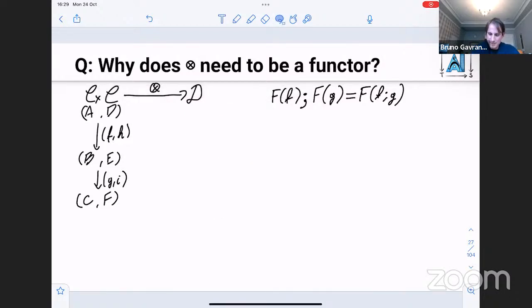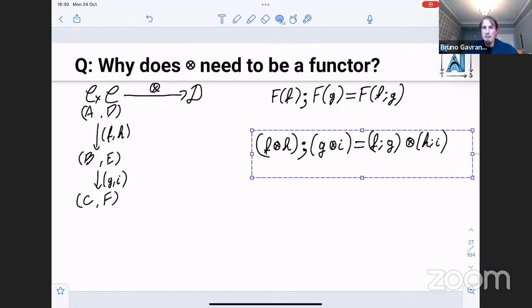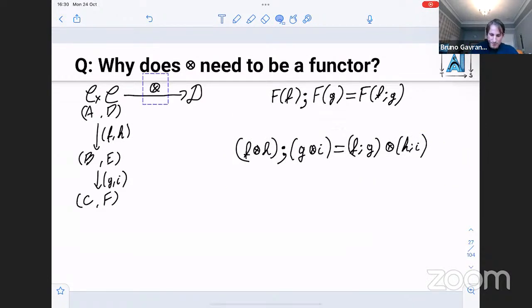Then unpacking what functoriality is going to tell us: first applying the functor to a morphism, which is going to be now a pair of morphisms, and our functor is tensor, means F tensor H, composed with, and now applying the functor to the second component, which is going to be G tensor I, should be the same as applying the functor to the composite, which is going to unpack to F composed with G, tensor H composed with I. So this is the equation that needs to be satisfied for this functor describing a monoidal category.